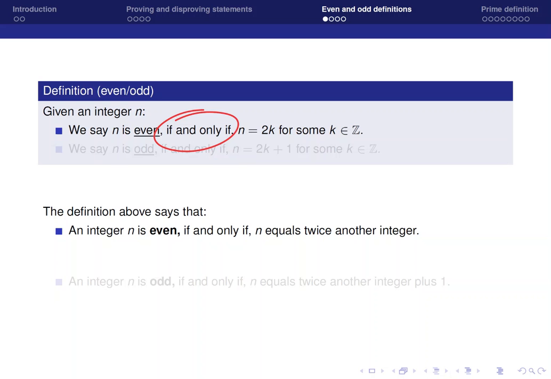So in other terms, to say that something is even means that it can be written as 2 times an integer. Also, if you're in the process of proving something and you discover that a number was equal to 2 times an integer, then you can say that that number is even.